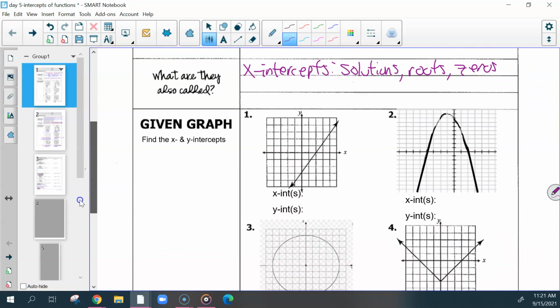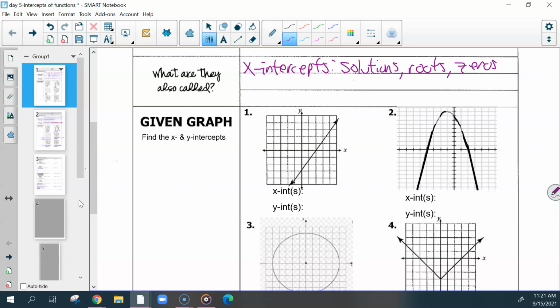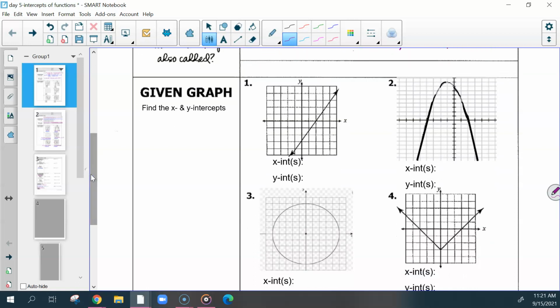So when we are finding intercepts, one is going to be from a graph. Can you see where they cross or touch, intersect the x and y axis? And one is going to be on grid. So for number one, where is my x-intercept? Where does it cross this line? At 2. So we're going to put it in an ordered pair, (2, 0).